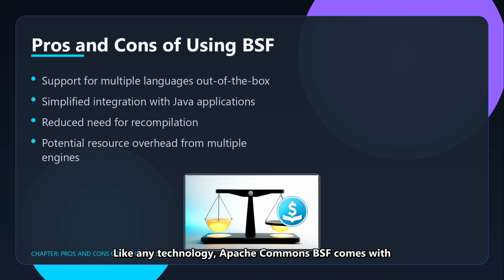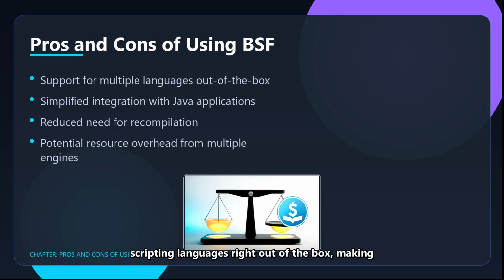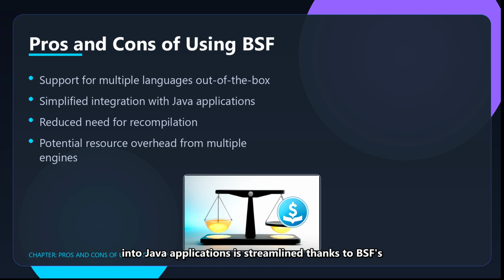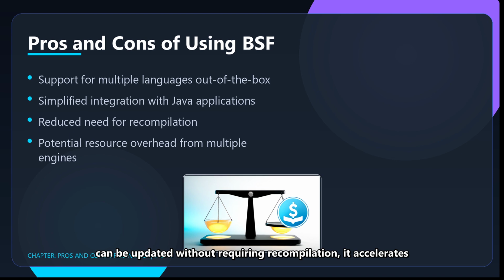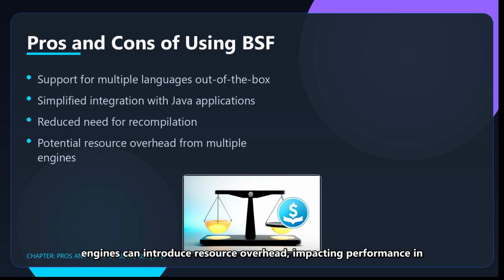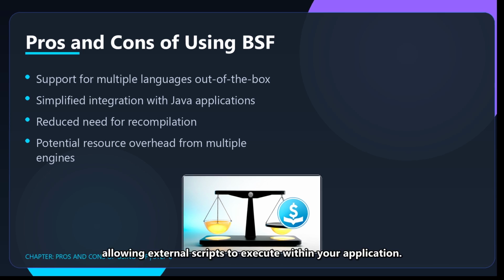Like any technology, Apache Commons BSF comes with its own set of advantages and challenges. On the positive side, it offers support for multiple scripting languages right out of the box, making it versatile for different use cases. Integrating scripts into Java applications is streamlined thanks to BSF's design, reducing the complexity involved. Additionally, since scripts can be updated without requiring recompilation, it accelerates development and deployment cycles. However, running multiple scripting engines can introduce resource overhead, impacting performance in resource-constrained environments. There are also security considerations when allowing external scripts to execute within your application.